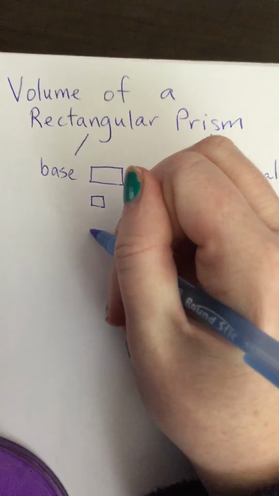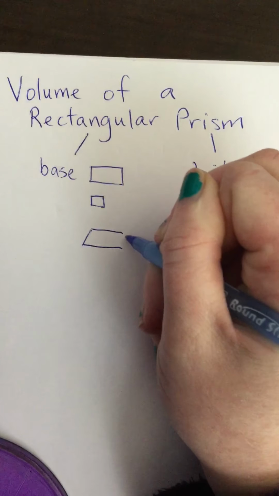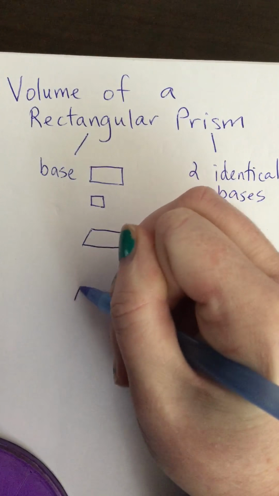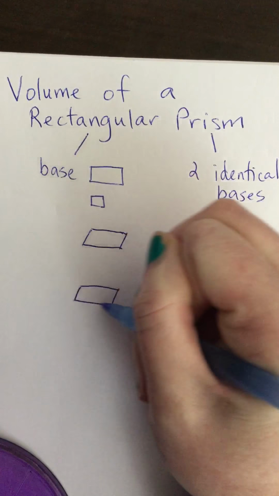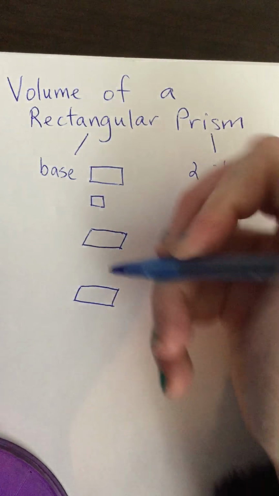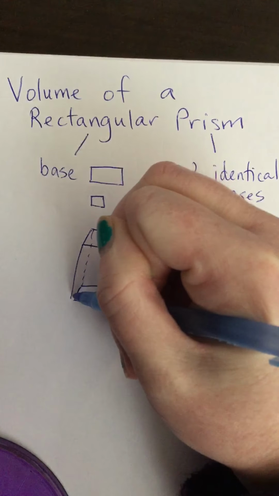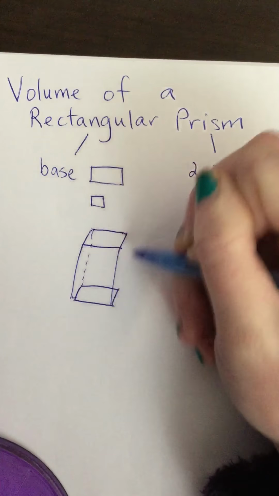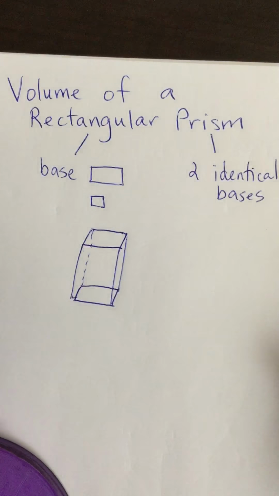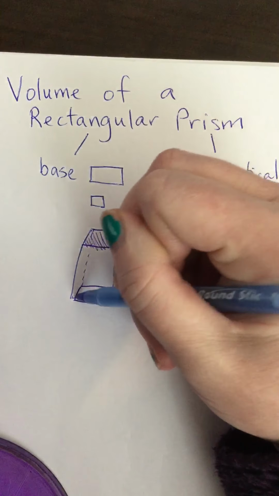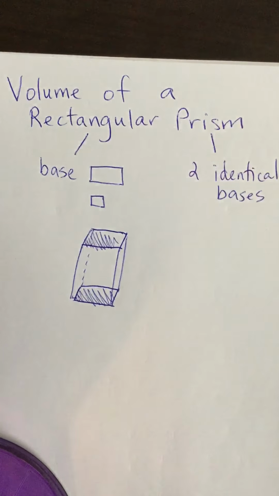Okay, I'm going to draw one. All right, there's the top base, that's a rectangle. And then on the bottom, I'm going to draw an identical base. Okay, so it has 2 bases, and then I'm going to connect them. This goes to that side, this goes to that side, this goes in the front, and this goes in the back. Okay, and this is a prism because it has a top and a bottom that are identical, and they are both rectangles. Now what we're going to do is we're going to find the volume.